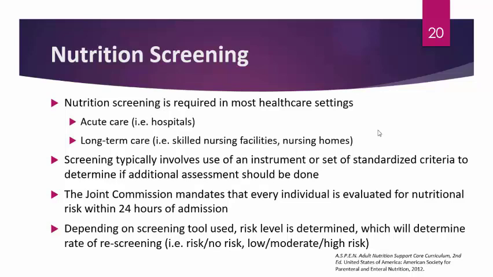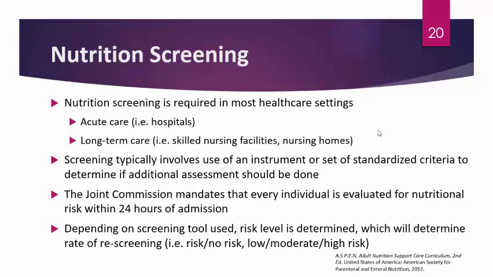So everybody gets screened, but not everybody gets fully assessed, if that makes any sense. The Joint Commission mandates that every individual is evaluated for nutritional risk within 24 hours of admission to wherever they are admitted to, whether it be the hospital or a long-term care facility, so that those patients can get treated adequately nutritionally. And depending on the type of screening tool used, they will determine some kind of risk level, and that will determine your rate of rescreening.